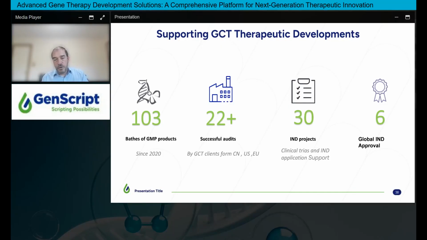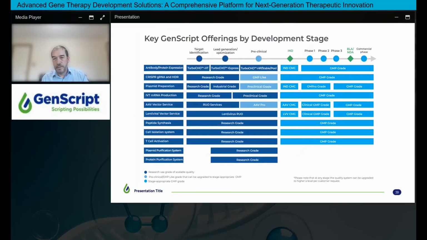Our CDMO division has a lot of regulatory expertise, and they have done many developments in the GCT area already. They have developed over 100 batches of GMP products. They have worked with customers on over 20 successful audits in different regions around the world: China, US, Europe. They have done over 30 IND projects, and they have successfully supported 6 approved IND filings.